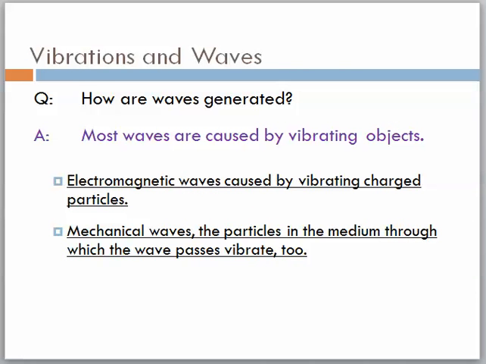All right, last slide. How are waves generated? Most waves are caused by vibrating objects. Well, let's talk about them again. An electromagnetic wave is caused by vibrating charged particles. In a mechanical wave, the particles in the medium through which the wave passes vibrate. So in a mechanical wave, something that needs a medium, the particles in there could be the molecules, it could be the air, something is vibrating.